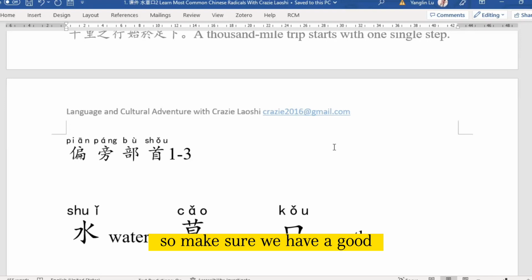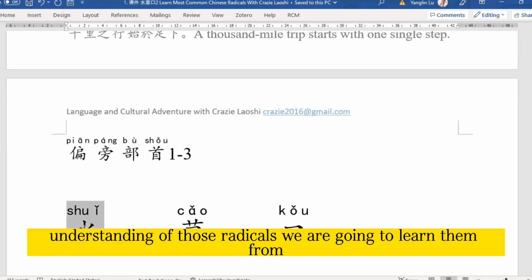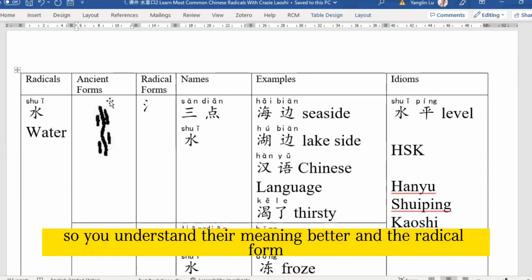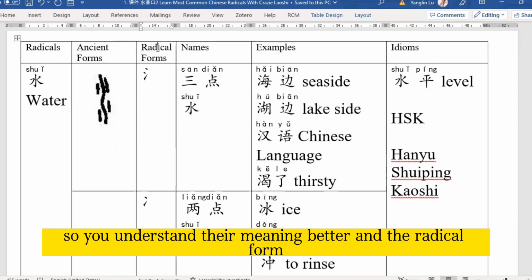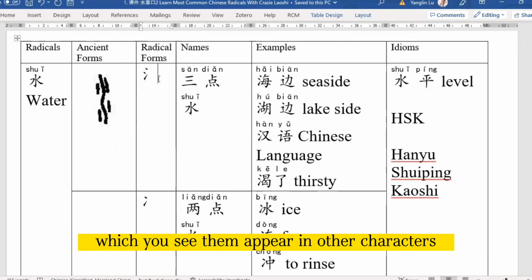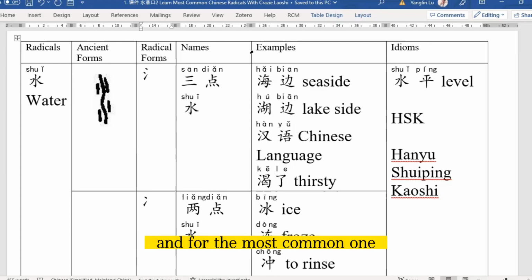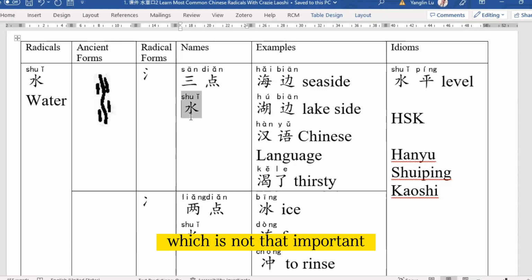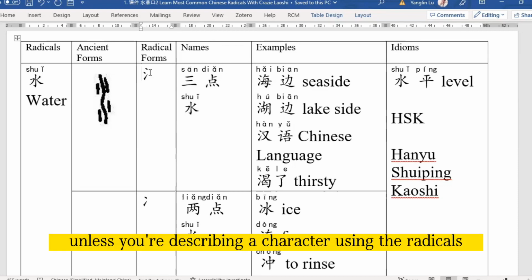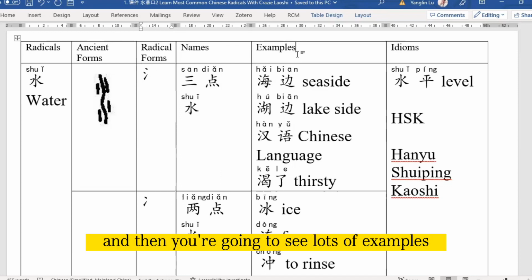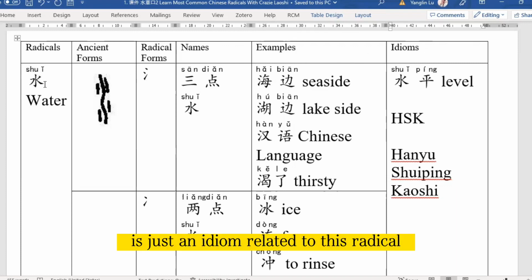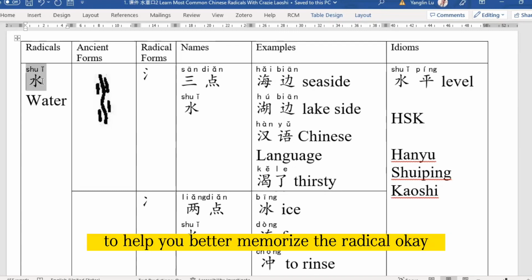To make sure we have a good understanding of those radicals, we are going to learn them from their ancient forms. So you understand their meaning better, and the radical form, which you see appear in other characters. And for the most common ones, you're also going to learn how to address them, which is not that important unless you are describing a character using the radicals. And then you're going to see lots of examples with the radical 水. And then the last one is just an idiom related to this radical to help you better memorize the radical.